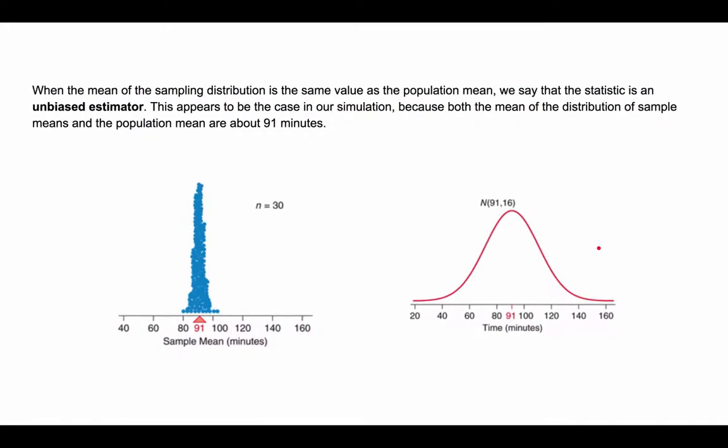When the mean of the sampling distribution is the same value as the population mean, we say that the statistic is an unbiased estimator. This appears to be the case in our simulation because both the mean of the distribution of sample means, this over here, and the population mean are both about 91 minutes. So we're going to say that we have an unbiased estimator. Now, if we had taken a bunch of samples and gotten a number different than 91 for the mean over here, so if this was not centered at 91, then we would have a biased estimator, and that would mean we were probably drawing our 30 people in some kind of biased way.